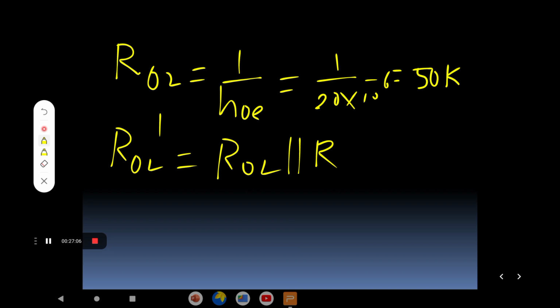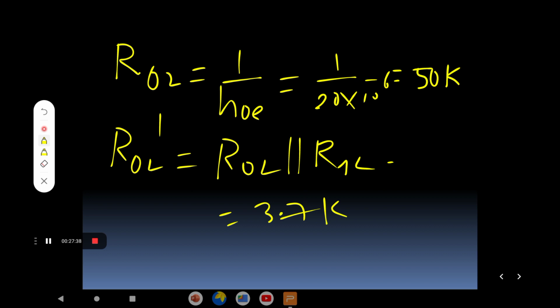4 kilo ohm, that is nothing but RC. So that is the parallel resistance of that value, right? So that is equal to the product over the sum of the two quantities. If I take that, RO2 dash is equal to 50 into 4K, divided by 50 plus 4K. Then you will get the value of 3.7K.